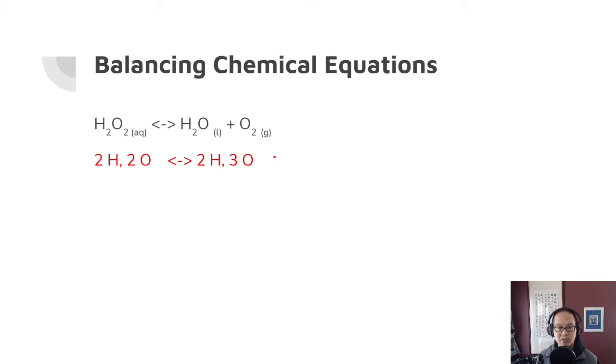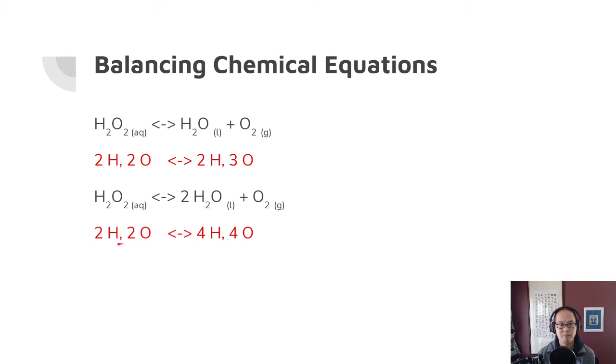So I'm going to start by doubling this H2O. I'm going to make this 2H2O so I get an even number here. If I make this 2H2O, I still have 2 H's and 2 O's on the left side, but now on the right side, I have 4 H's and 4 O's. Let's count that up together.